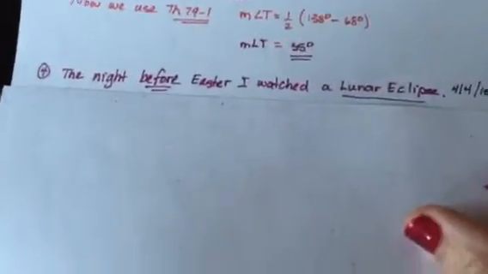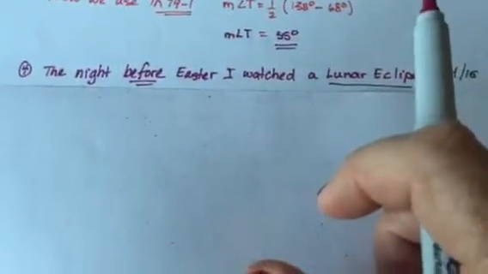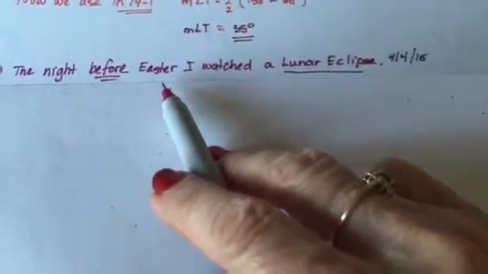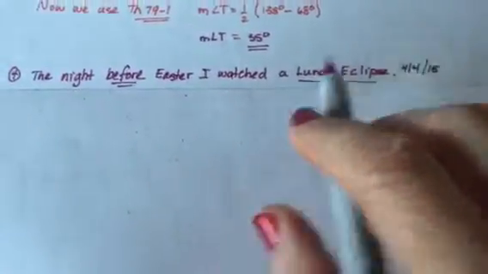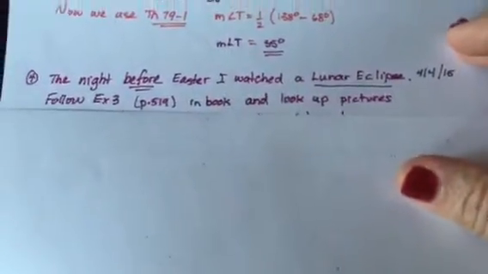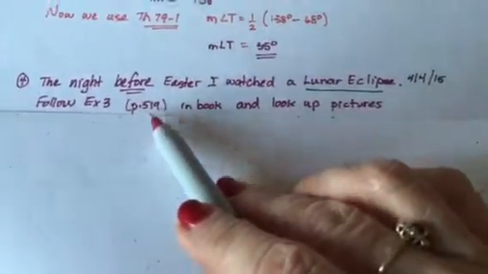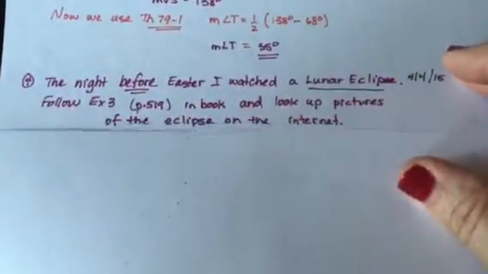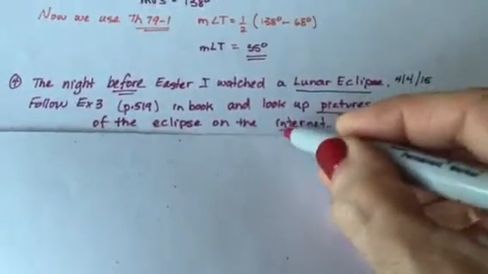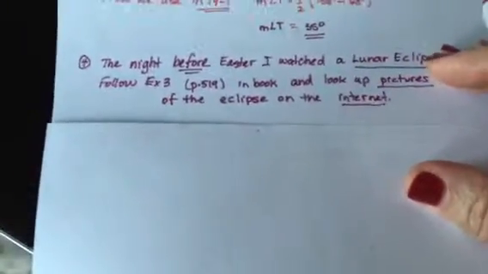Your third example on page 519 is about a lunar eclipse. The night before Easter of this last week, I watched the lunar eclipse. It was on April 4th. So you can go ahead and follow example 3 on page 519 in the book, and then I need you to look up pictures on the internet of the eclipse so that you can really follow along.